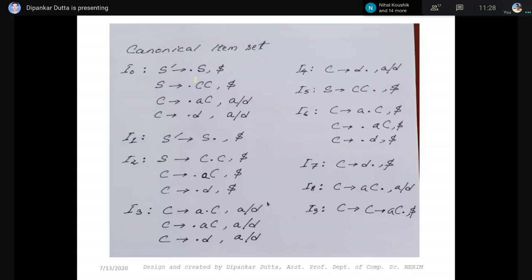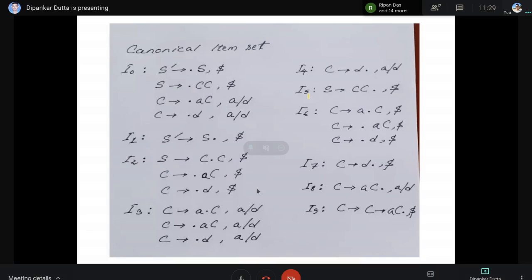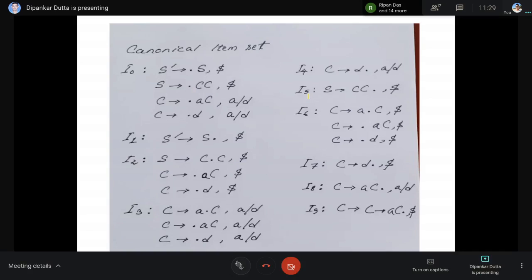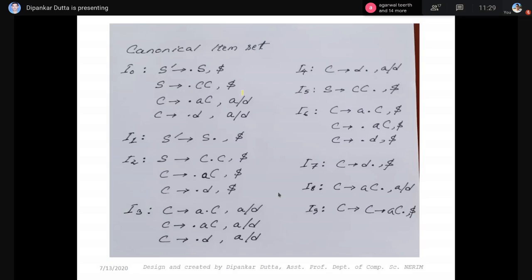That is why I already discussed those things. So you have to compute the closures and the look ahead. Only one by default, dollar, is there. If it is the start symbol, dot followed by the start symbol, then by default the look ahead will be dollar. And the rest we have to calculate. Suppose for this particular production, what is the beta? Nothing. What is the first of beta dollar? Dollar itself.